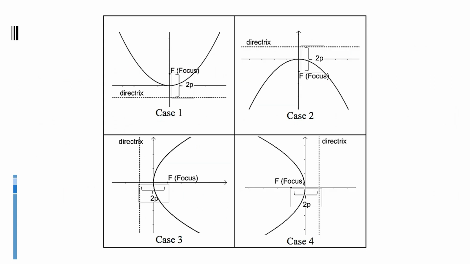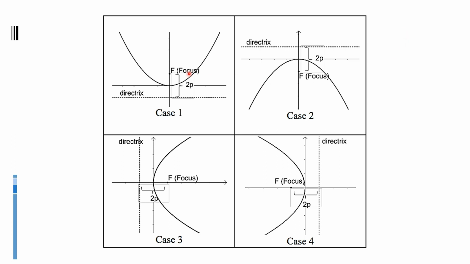So this is an illustration of the four parabolas that we will discuss in this section. Case 1 is the parabola that opens upward. Case 2 is the parabola that opens downward. Case 3 is the parabola that opens to the right. And case 4 is the parabola that opens to the left. It is important to note that the distance between the directrix and the focus is 2p. P here can have different signs. Thus, the sign of p indicates if a parabola opens upward, downward, to the right, or to the left.